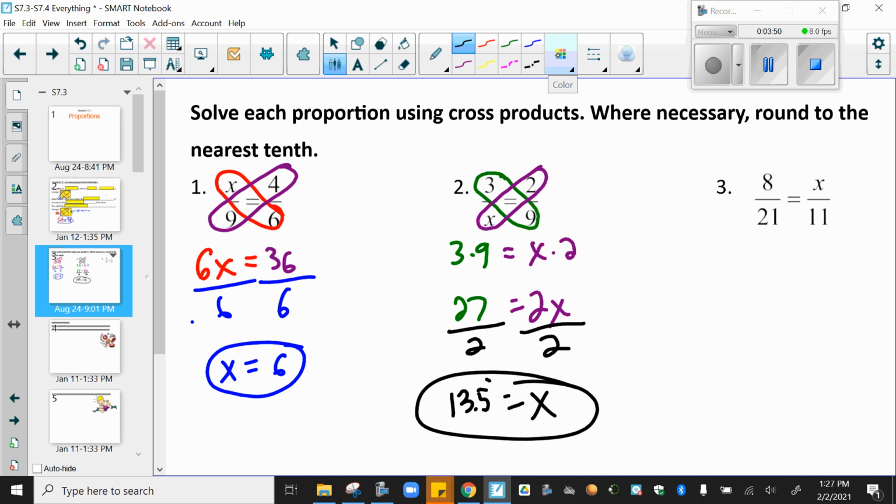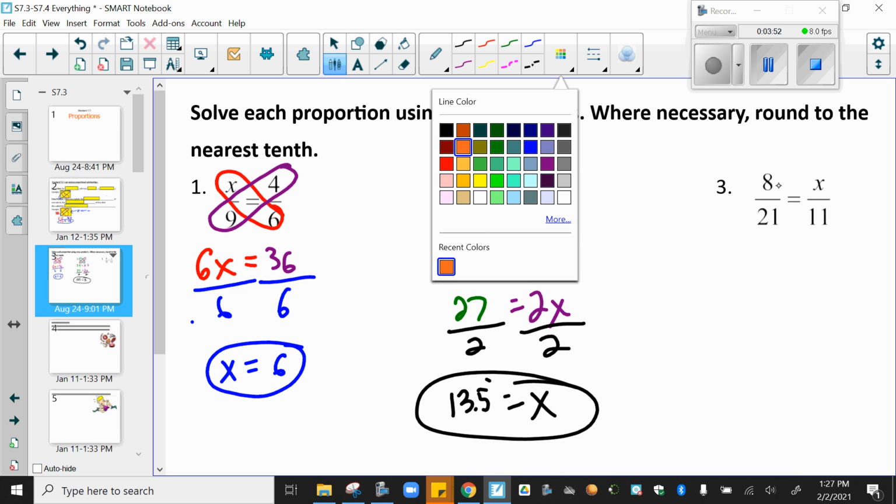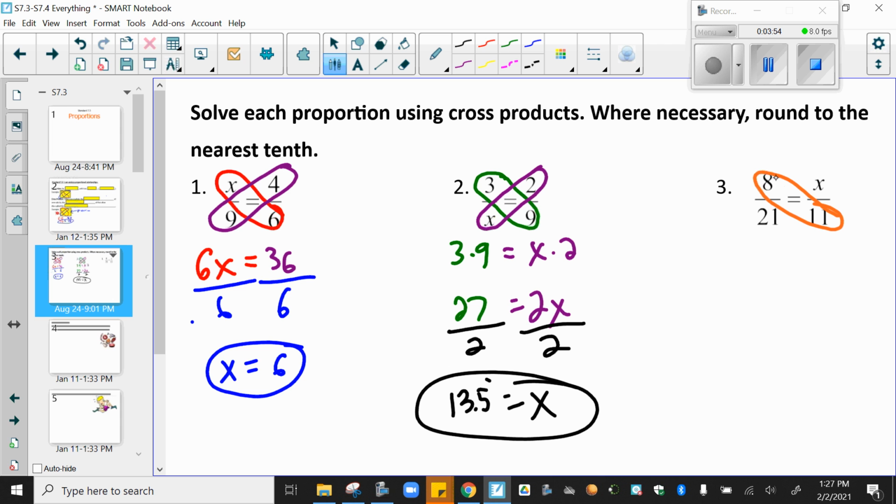Let's do another one. Pick some different colors. Let's do orange and black. So we're going to have 8 times 11. Notice I'm going to write on the same side as the top number. 8 times 11 makes 88.